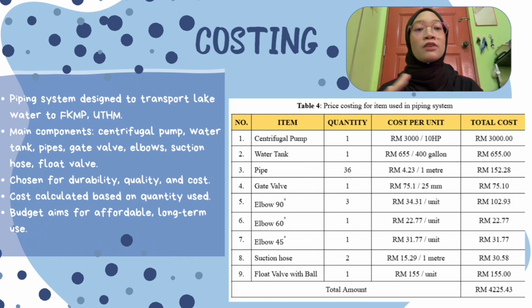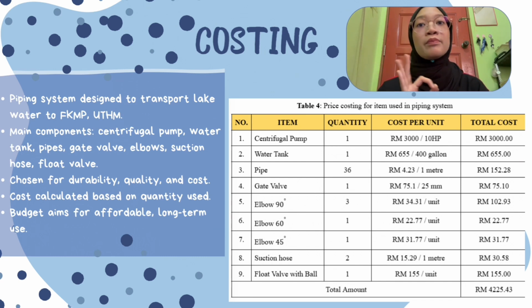The first item of cost is the centrifugal pump. It costs 3,000 ringgit for a 10 horsepower pump, and the water tank for 400 gallons costs 655 ringgit. For pipe, 1 meter costs 4 ringgit 23 cent, and we need a quantity of 36, which totals 152 ringgit 28 cent. And the gate valve costs 75 ringgit for 1 unit.